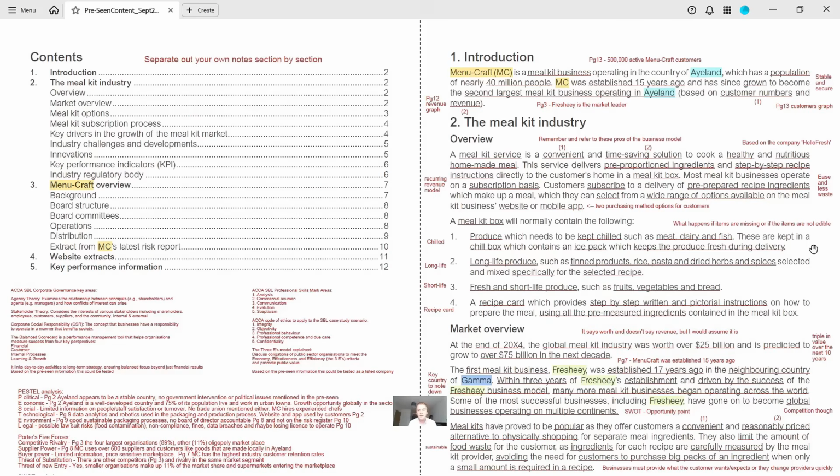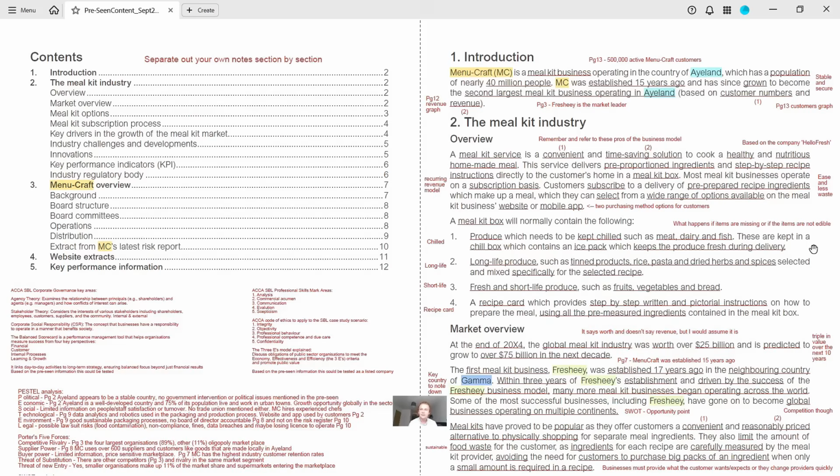We're pleased to see that MenuCraft was established 15 years ago. They've got 500,000 active customers, you can see in my notes, so there's definitely scope to actually grow that. And we've been told on here, it has since grown to become the second largest meal kit business operating in Ireland based on customer numbers and revenue.